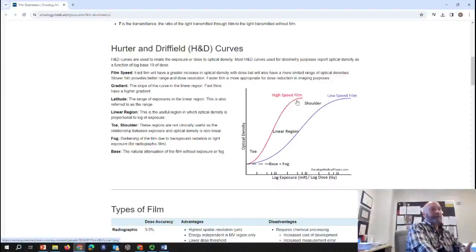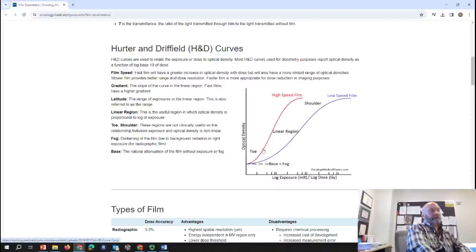And most of the time, even in screens and films, the fastest screen film combination would also be the highest contrast, which is what you're seeing here. So when we have a vertical curve like this, the straight line portion is very vertical. That means that we've got very high contrast, very low latitude. When it's horizontal, we've got low contrast, high latitude.